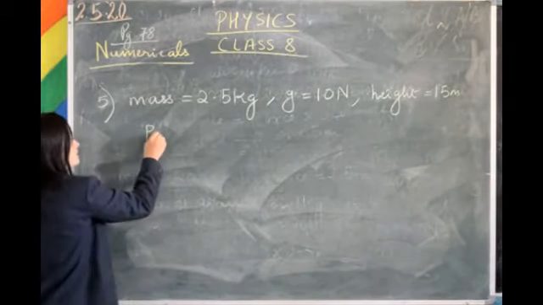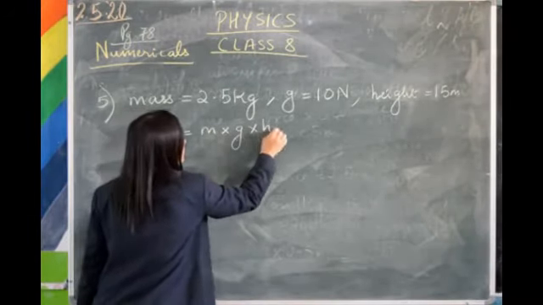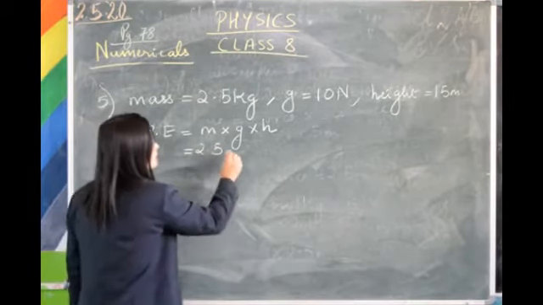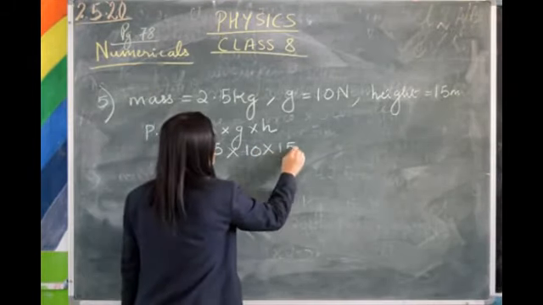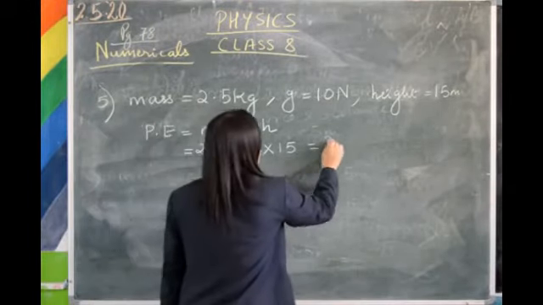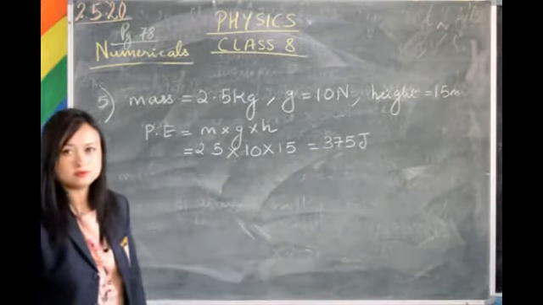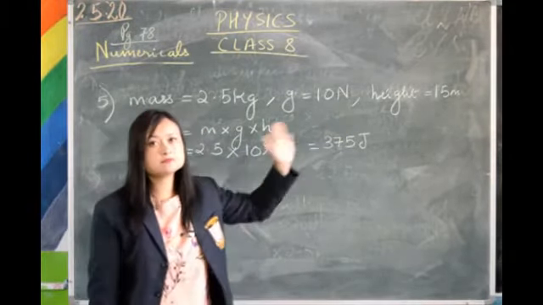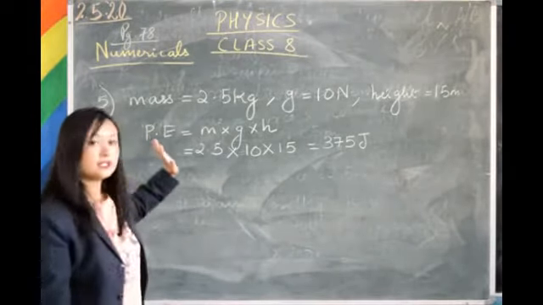So what is the formula for potential energy? It's m into g into h. What is your m? M is your 2.5 kg. What is your g? 10. And what is your h? 15. So when you multiply them, you get 375.0 joule. Okay, you simply have to multiply. Mass is given, g is given, h is given. You simply have to multiply the values. So this is how we calculate potential energy.